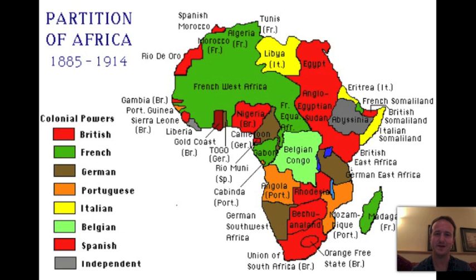That changes by 1914. In 1914, Africa has literally been divided up, sliced up among the European powers headed by the British and the French. You can see the British are in red, French in green, and somewhere between a third and a half of Africa has been divided up between those two nations, along with many other nations like Germany and Belgium, and so on and so forth.